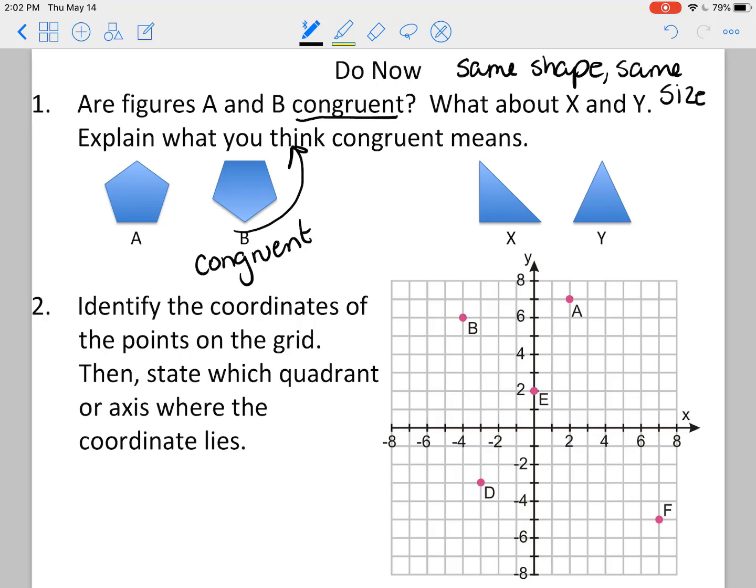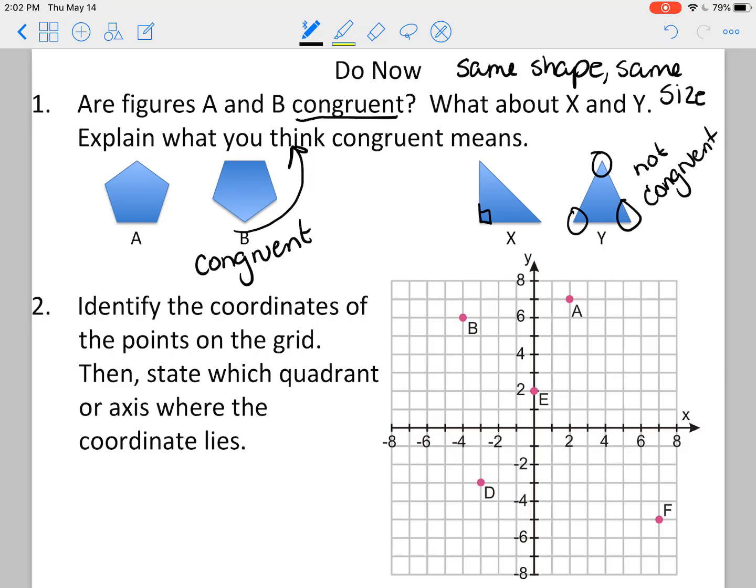Looking at X and Y, they are both triangles, but if we look, this one very clearly has a 90-degree angle, whereas I don't see one in triangle Y. Because they don't have the same angles between the two triangles, these two are not congruent.